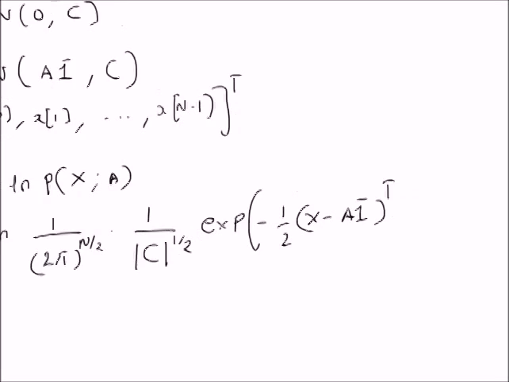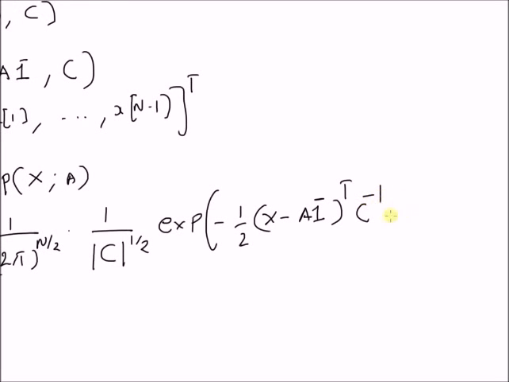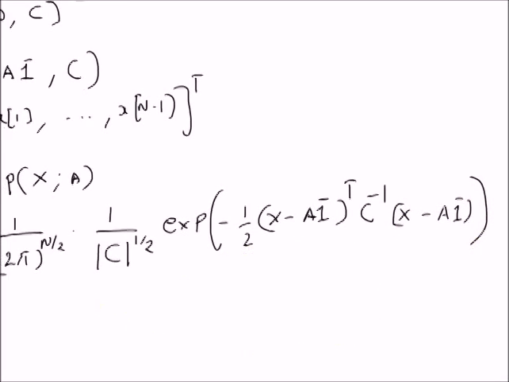transpose, the inverse of the covariance matrix C, that is C inverse, multiplied by the difference between x and the mean A times 1 bar, that is the vector 1. So this is the log likelihood function.